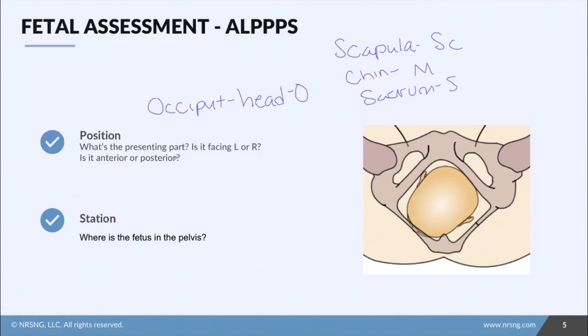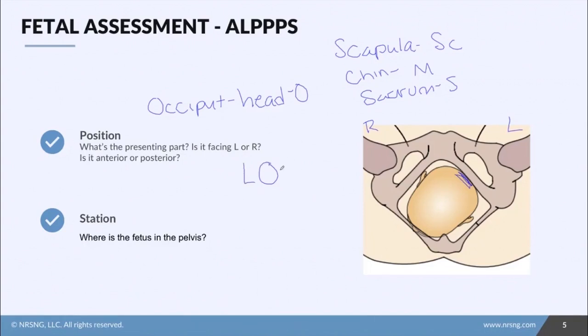So for this, what's our presenting part? Looking at this, our presenting part is going to be, we have our head first and our occiput here. So we would label that as O. Then which way is it facing? Facing means mom's pelvis, and we're not looking at the face, we're looking at our presenting part. So our presenting part, our occiput, is facing the maternal side, so left, and her right side. It is facing her left side, so that would be described as L.